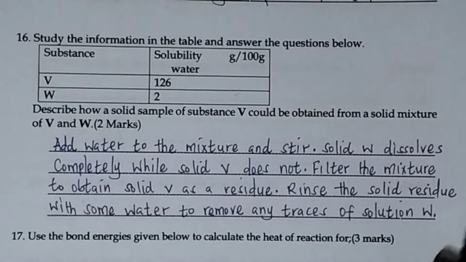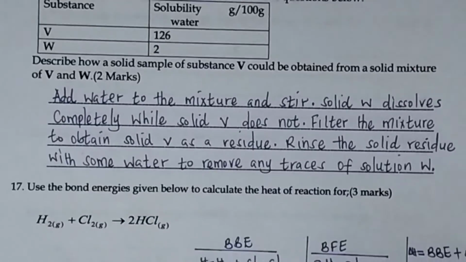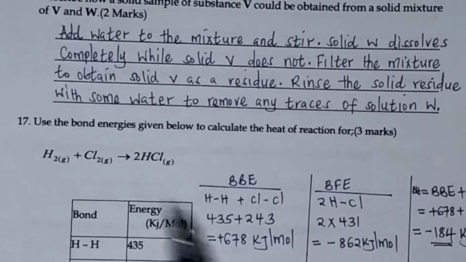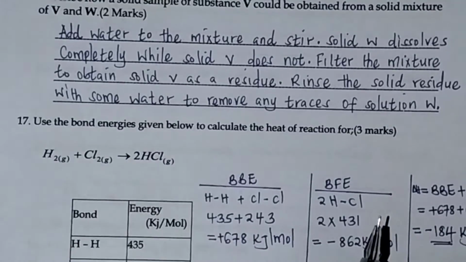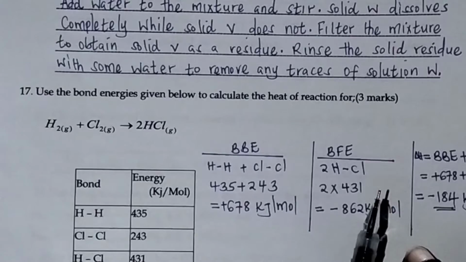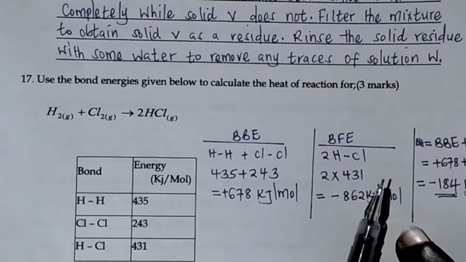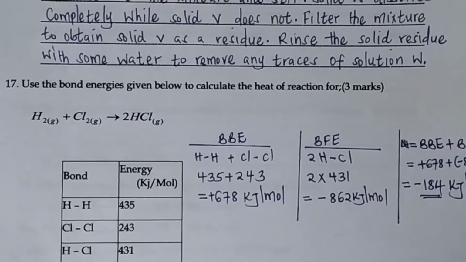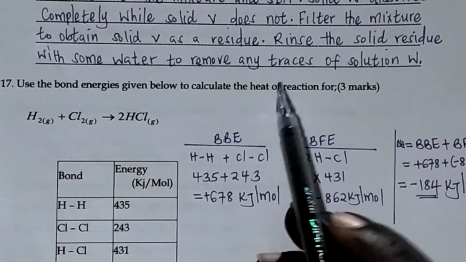Okay, number 17, we are told use the bond energies given below to calculate the heat of reaction for hydrogen gas plus chlorine gas, giving us hydrogen chloride gas. So this is bond breaking and bond formation energies. We have to use that to calculate the heat of the reaction.